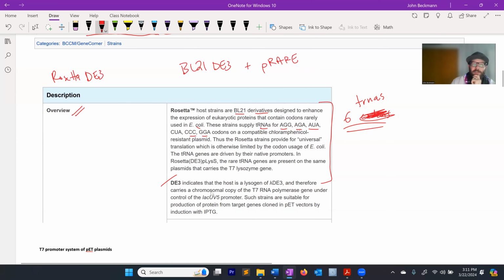And here they're telling you again about the DE3. DE3 indicates that the host is a lysogen, not quite. I think that means that it has incorporation of the lambda phage DE3, and there it carries a chromosomal copy of T7 RNA polymerase. So here's what you should know now: if you see DE3, that means it has T7 RNA polymerase integration.